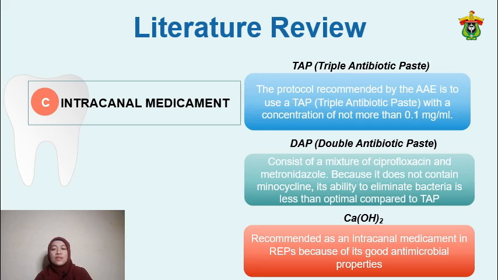The protocol recommended by the American Association of Endodontics is the use of triple antibiotic paste with a concentration of not more than 0.1 milligram per milliliter. Double antibiotic paste consists of a mixture of ciprofloxacin and metronidazole. Because it does not contain minocycline, its ability to eliminate bacteria is less than optimal compared to triple antibiotic paste. Calcium hydroxide is recommended as an intracanal medicament in regenerative endodontic procedure because of its good antimicrobial properties.